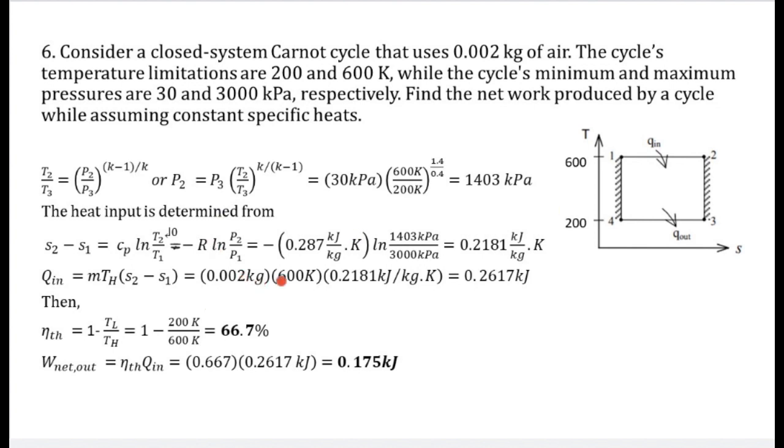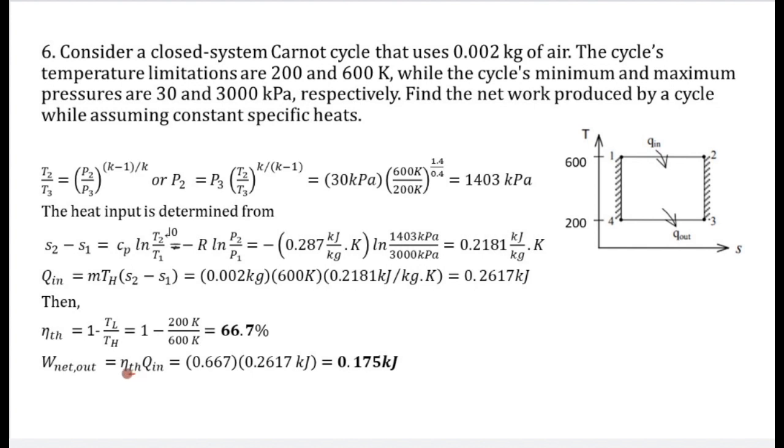Substituting all the values from that equation, so we have this, the mass, maximum temperature, and this entropy change. So calculating this, we'll get this answer 0.2617 kilojoules. So to get the thermal efficiency, we have 1 minus the minimum over the maximum temperature, and substituting that, we'll get this 66.7% thermal efficiency.